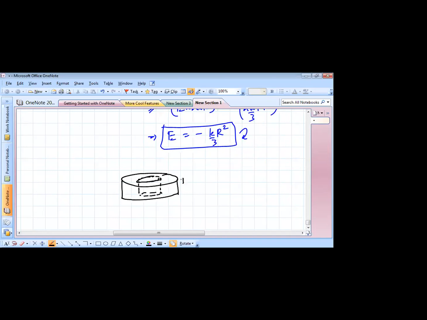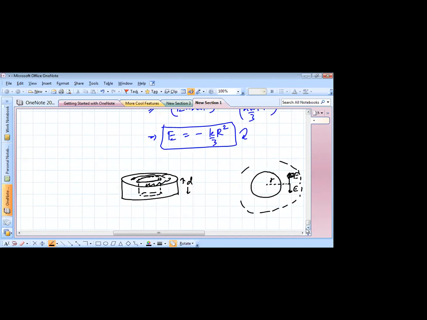Like this. So this thickness is some d, and the inner radius and outer radius are a and b. So the electric field lines go like this. For that ring, if you consider a point at a small distance r, the electric field at that point is like this, clockwise.